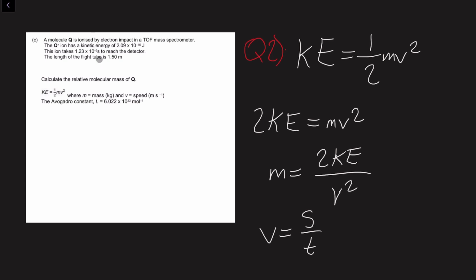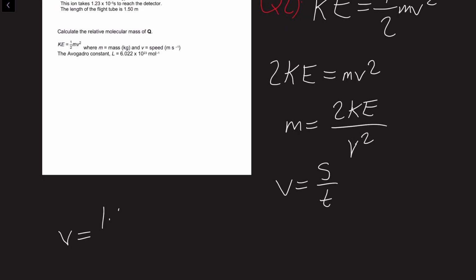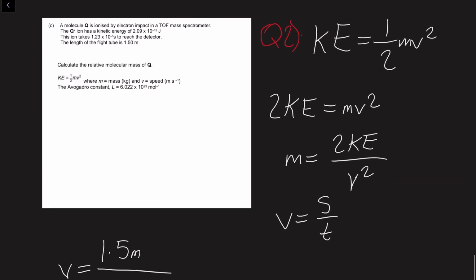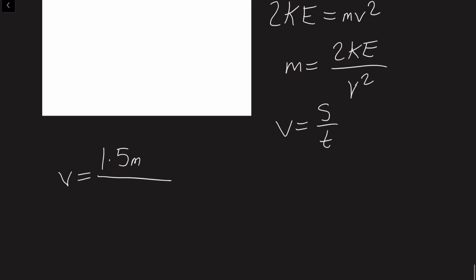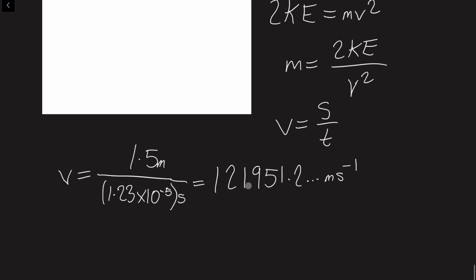To find the velocity, we need to divide the displacement, or the length, by the time taken, right? So we have length and the time taken, so we do 1.50 divided by 1.23 times 10 to the minus 5 seconds. v equals 1.5 meters, all divided by 1.23 times 10 to the minus 5. And the answer to this is 121,951.2 meters per second. So now all we do is substitute this into the equation to find the mass.